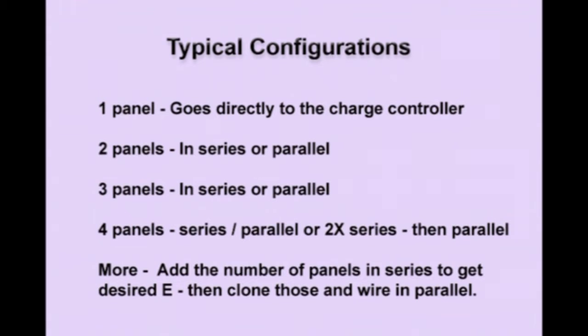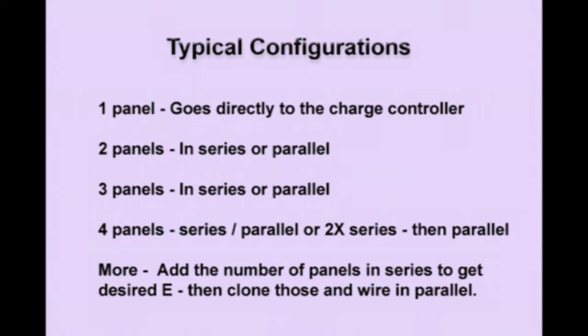If you have a one-panel system, it goes directly to your charge controller. If you have two panels, you could wire them in series or parallel, depending on how far it's going to be from your panels to the charge controller and the other criteria. Same with three panels. They could be all in series or all in parallel. If you have four panels, that very typical configuration of two in series, the other two in series, and then paralleling the two packs is one of the most common ways to wire those.